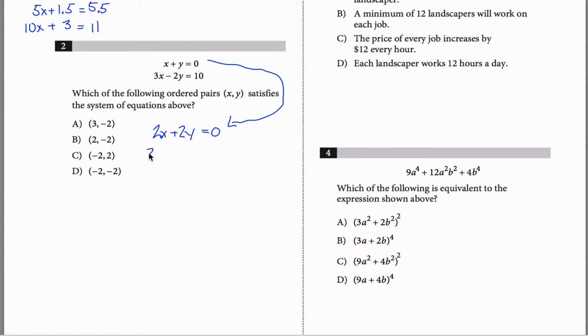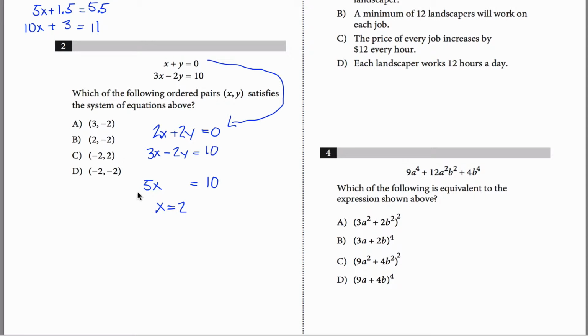And if I leave the next equation alone, 3x minus 2y equals 10, then I can add the two equations together. 3x and 2x gives me 5x. 2y and negative 2y gives me 0. And then 0 plus 10 gives me 10. So the reason I doubled this first equation was so that these y's would go away in this next step. You have to kind of look into the future when you're doing these. 5x equals 10, well then x equals 2 if I divide both sides by 5.